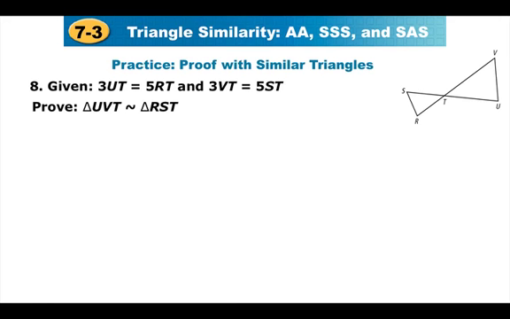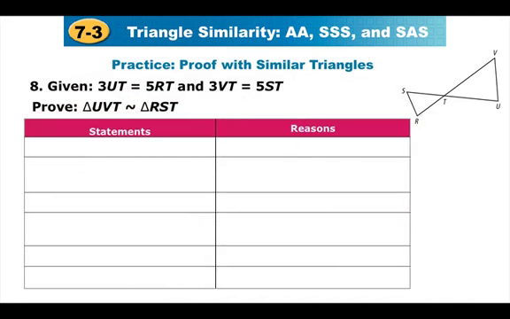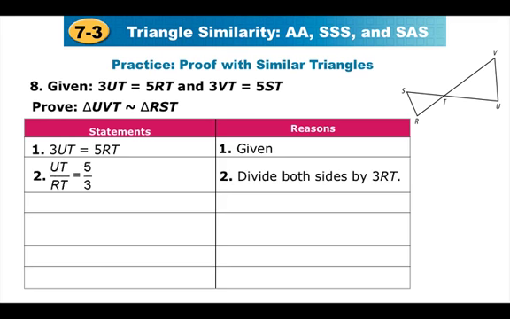So I guess there's one more, number 8, and this is a proof. This is actually not too bad. So you're given that information, and I'm trying to prove that these two triangles are similar. So here we go. Given, at this point, I can divide both sides by 3RT, and then this is what I get. I get UT over RT is equal to 5/3.